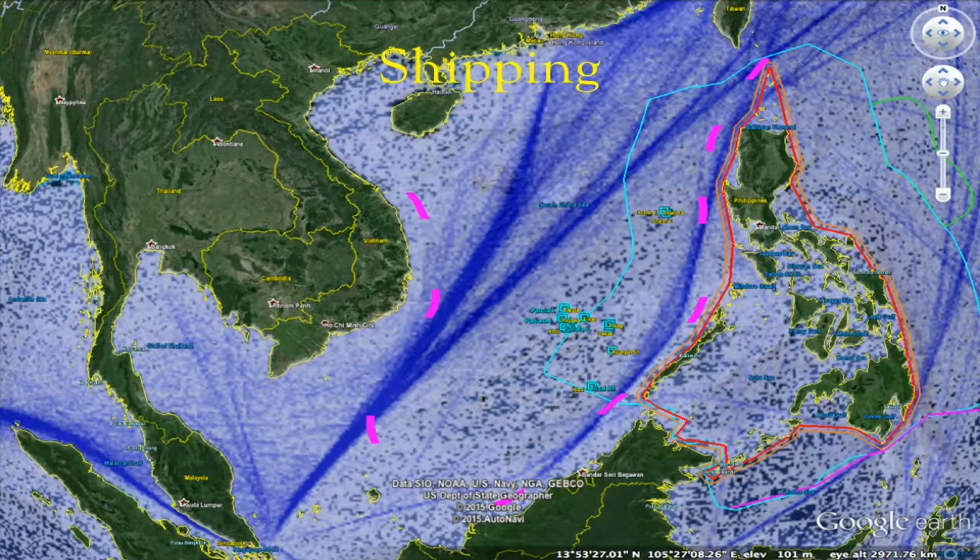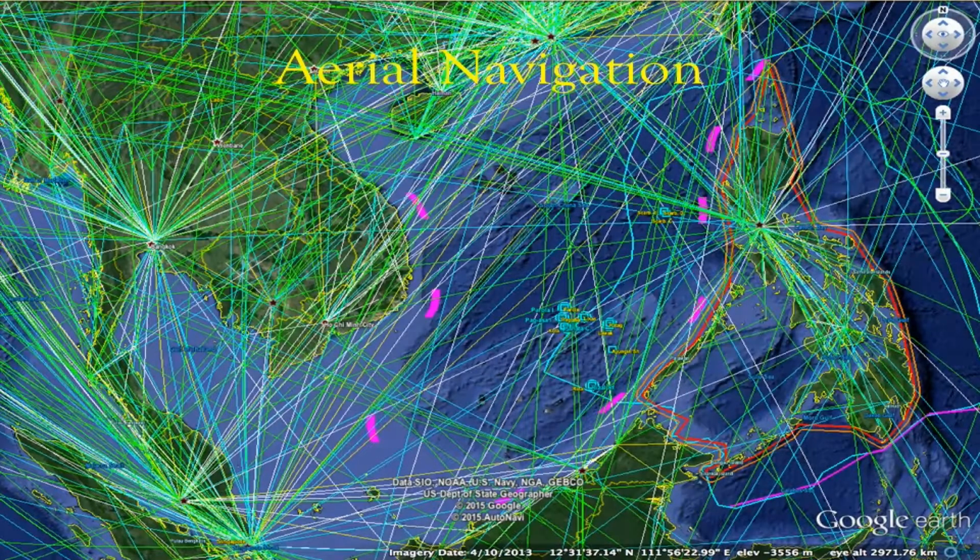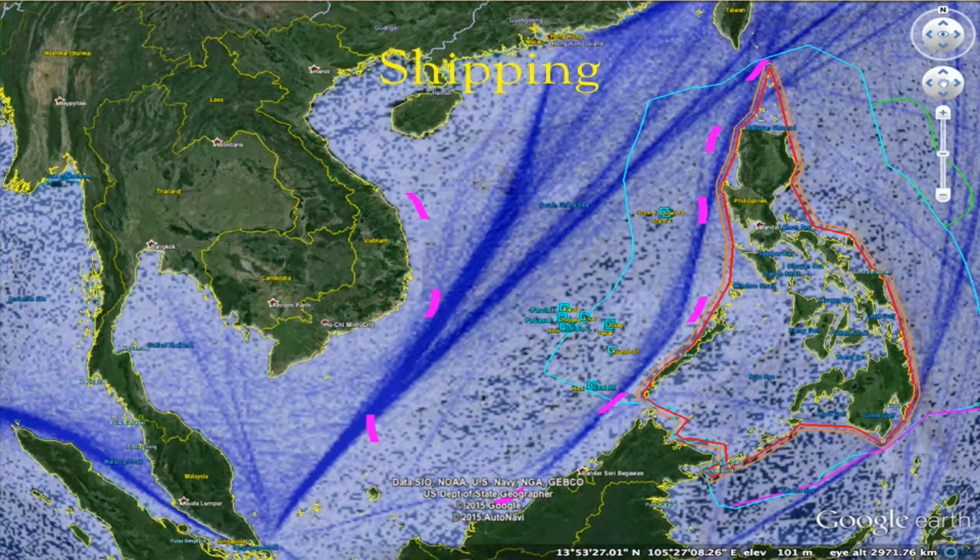Now, these are the common routes of ships. The next slide, please. This, on the other hand, is the common route of commercial aircraft. So you see again that the South China Sea is crisscrossed by these air routes, as well as those shipping lanes. Now, could you go back to the previous slide?